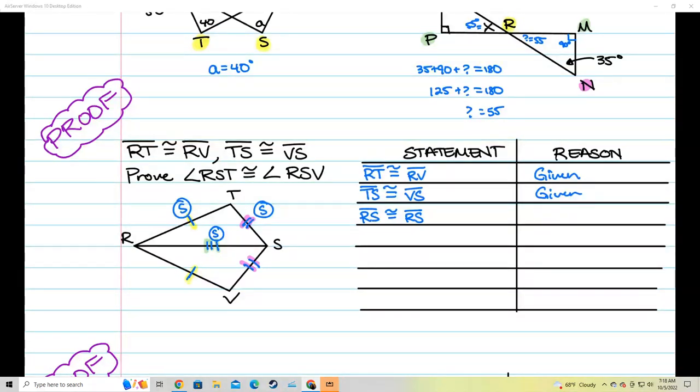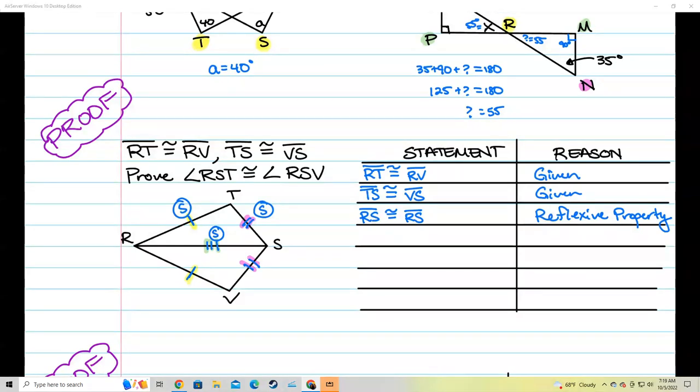Whoop. Got ahead of myself. I knew this is true because it's congruent to itself. So this is the reflexive property. Trying to get a little too fast on you guys. Sorry for that. Reflexive property is when you say something is congruent to itself. Now I can say that the triangles are congruent.